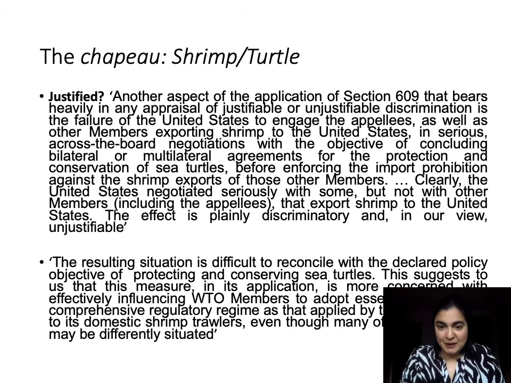Well, the court said this. Another aspect of application of this law that the US has come up with that bears heavily in the appraisal of unjustified or justifiable discrimination is the failure of the US to engage the complainants in this case, this was at the stage of appeal, as well as other WTO members exporting shrimp to the US, in serious negotiations with the objective of concluding a bilateral or a multilateral agreement for the protection and conservation of sea turtles before enforcing a total prohibition or a total ban against the shrimp exports of those other countries. So the US clearly did not make any effort to engage seriously in negotiations, and they banned the import of shrimp without any negotiations or without any efforts.